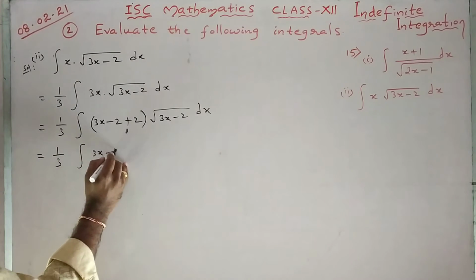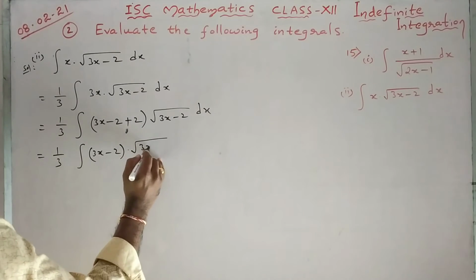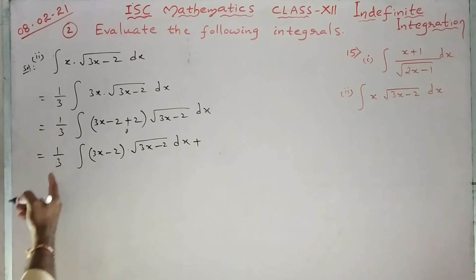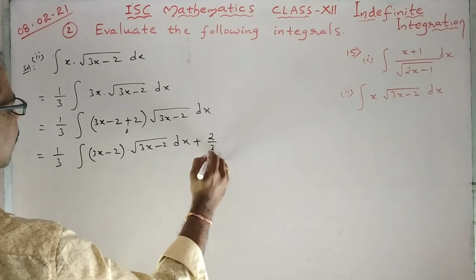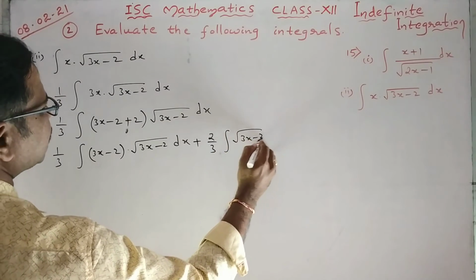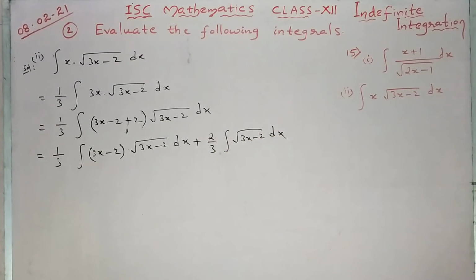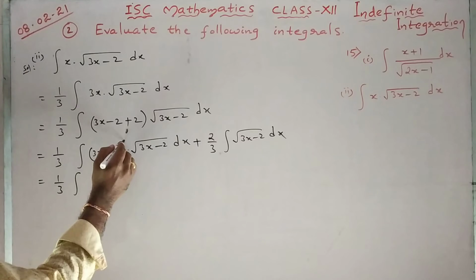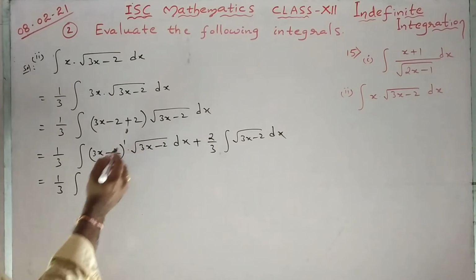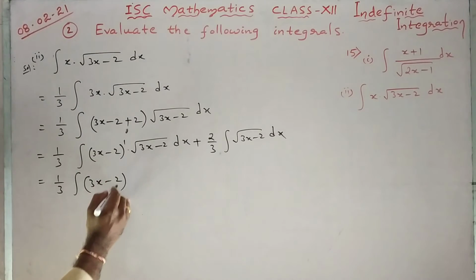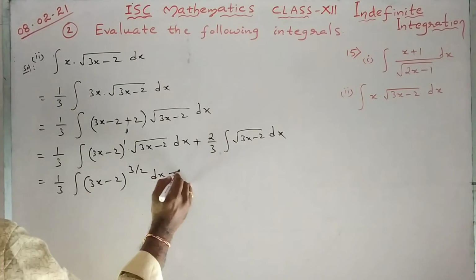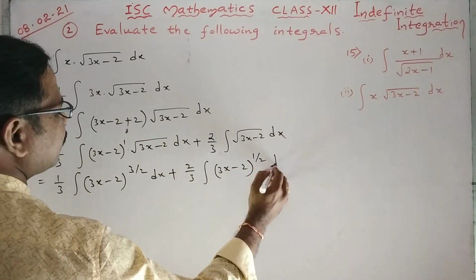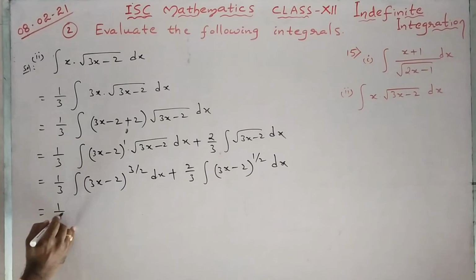Integral of (3x minus 2) into square root of (3x minus 2) dx, plus 1 by 3 into 2 by 3 integral of root of (3x minus 2) dx. Did you understand that? So 1 by 3, these two are the same. This is whole power 1 by 2, 1 by 2 plus 1, I can write 3 by 2, dx, plus this I can write (3x minus 2) whole power half dx. Now you can write the integration.